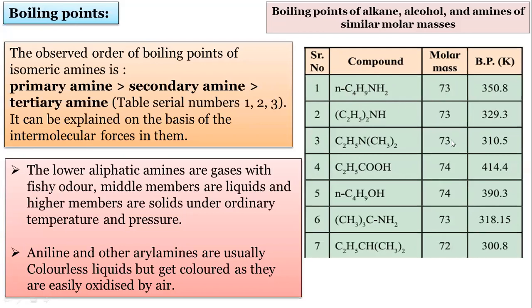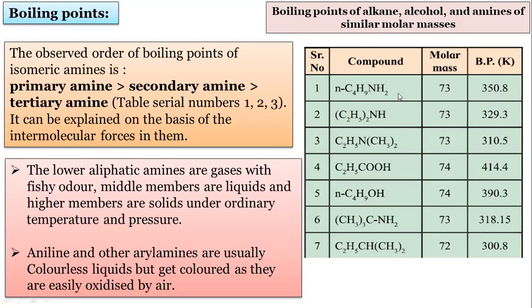And if you see, the molar mass is exactly the same, but see the difference in the boiling points here. We can see in the case of primary amine, the boiling point is 350.8 Kelvin. In the case of secondary amine, the boiling point is 329.3 Kelvin. And in the case of tertiary amine, the boiling point is 310.5.